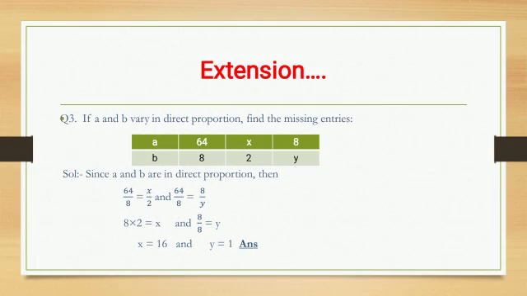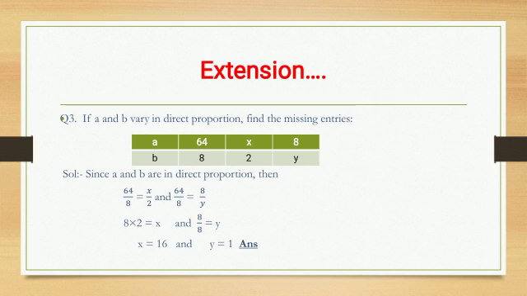So let's move to another question, number 3. Now in this question it is already given that if A and B vary in direct proportion, find the missing entries. So it is already given that A and B are in direct proportion. What do you mean by direct proportion? If the quantities are in direct proportion, then their ratios must be equal to each other. Clear? So we will start from here only.